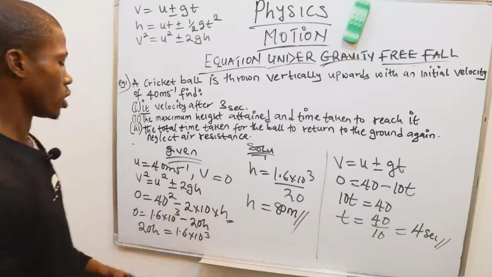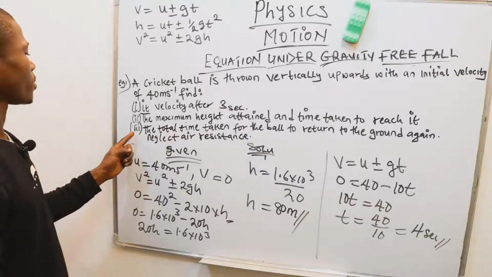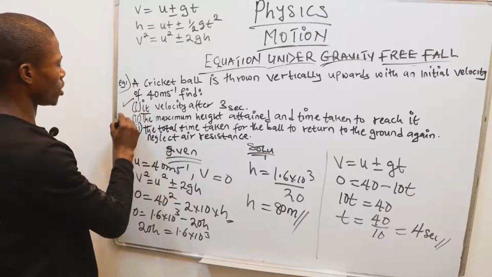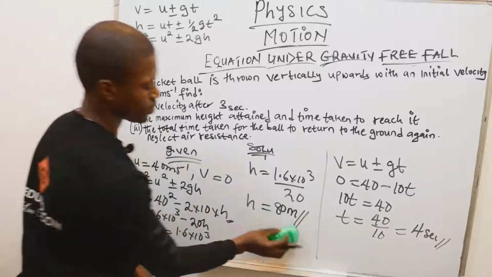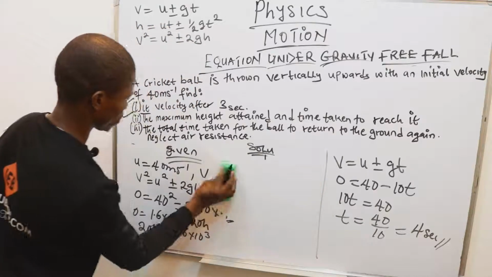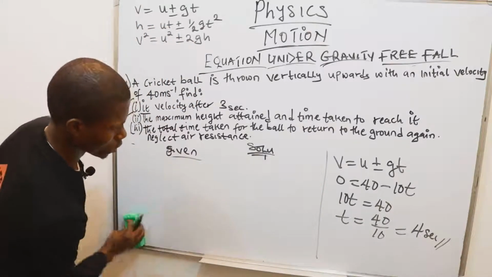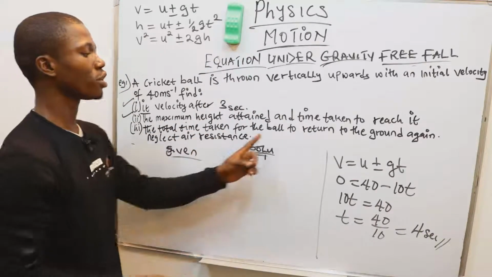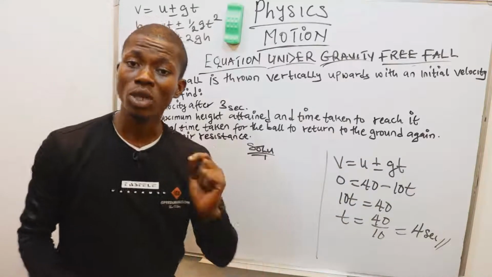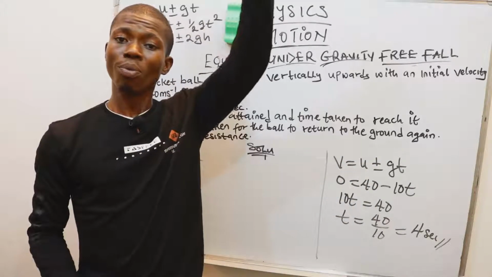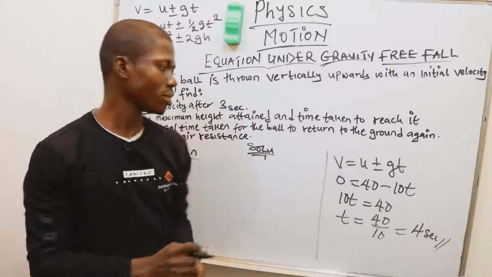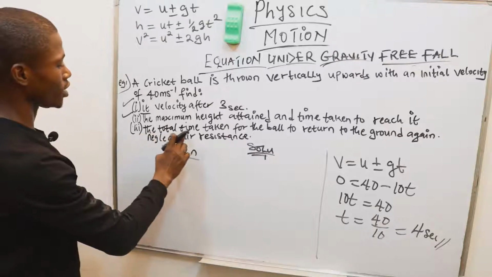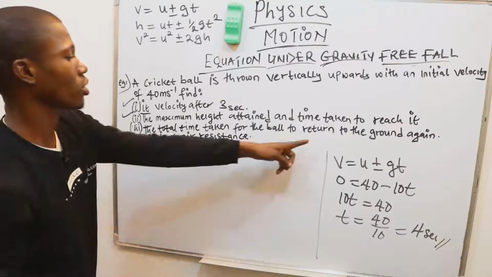We are done with number 1 and number 2. Let's come over to here. It says the total time taken for the ball to return to the ground. We now want to know the time taken to go up and come back to the ground. Do you get me? Let's find the total time taken for the ball to return to the ground.